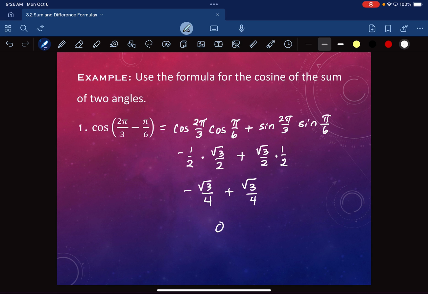Now how could you check to make sure that the cosine of 2 pi over 3 minus pi over 6 really is 0, if you wanted verification? What could you do? Don't overthink this. You can put it in your calculator, of course.